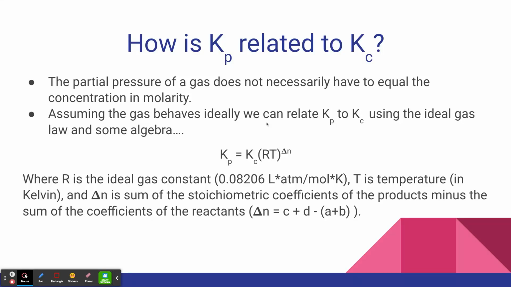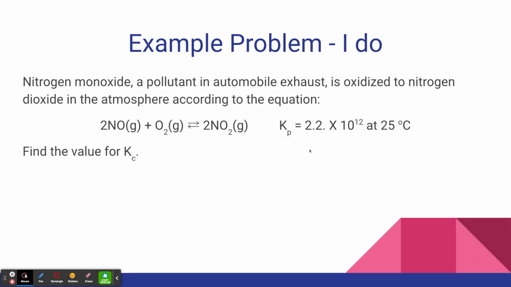0.08206 liter atmospheres per mole per Kelvin. T is obviously the temperature in Kelvin, and then delta N is the sum of the stoichiometric coefficients of the products minus the sum of the coefficients of the reactants. So delta N would be equal to C plus D minus A plus B. Okay, so let's just dive into an example problem here.